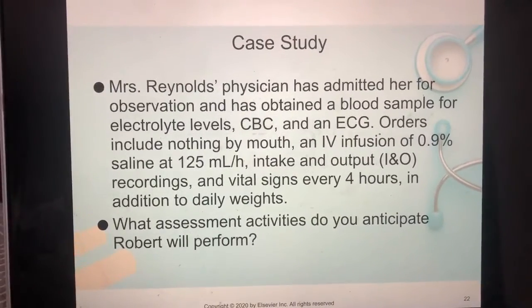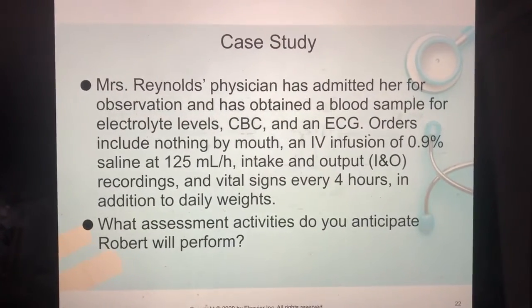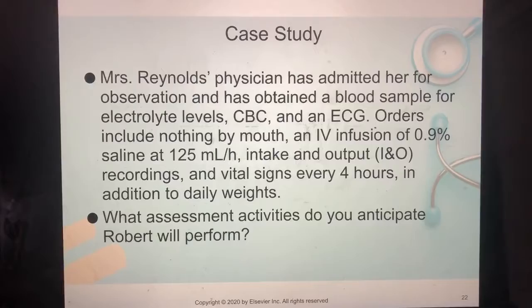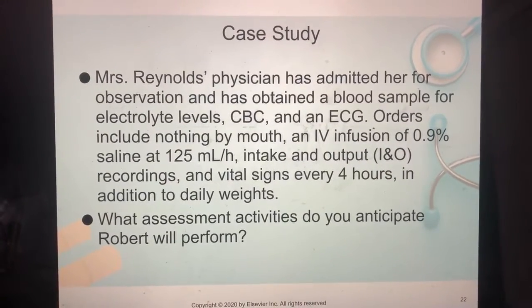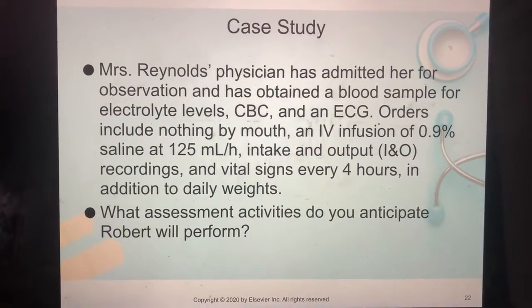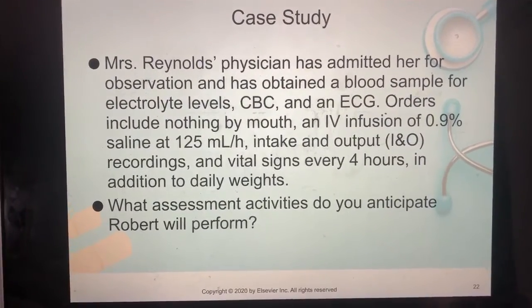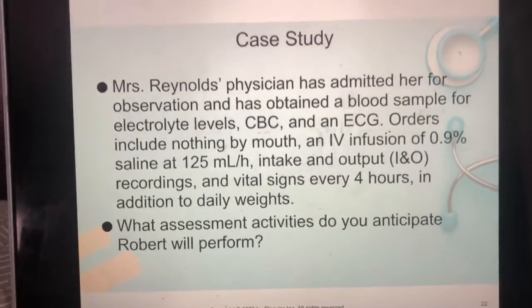Back to our case study. Mrs. Reynolds' physician has admitted her for observation and has obtained a blood sample for electrolyte levels, CBC, and an ECG. Orders include nothing by mouth, an IV infusion of 0.9% saline at 125 mLs an hour, intake and output recordings, and vital signs every 4 hours in addition to daily weights. What assessment activities do you anticipate Robert will perform?